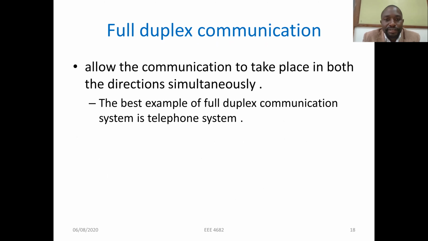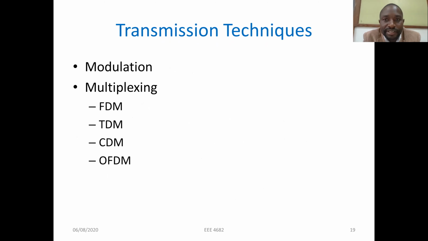Okay, so moving on, let's look at some of the transmission techniques. As you transmit information from the source to destination, you need to employ some techniques, and the key technique is modulation, where you add the carrier to the baseband signal in order to enable you to transmit information over a long distance, as well as to minimize interference and noise.